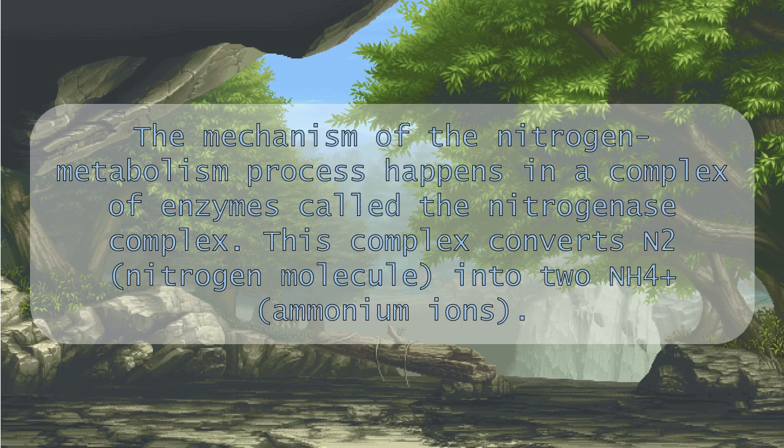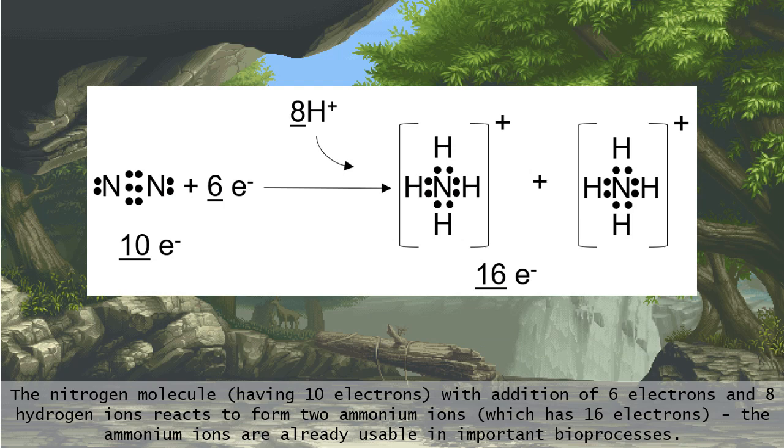The mechanism of the nitrogen metabolism process happens in a complex of enzymes called the nitrogenase complex. This complex converts a nitrogen molecule into two ammonium ions. The nitrogen molecule, with the addition of 6 electrons and 8 hydrogen ions, reacts to form 2 ammonium ions. The ammonium ions are already usable in important bioprocesses.